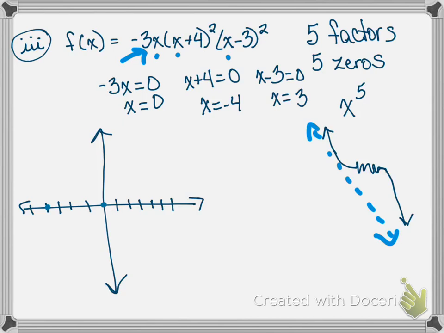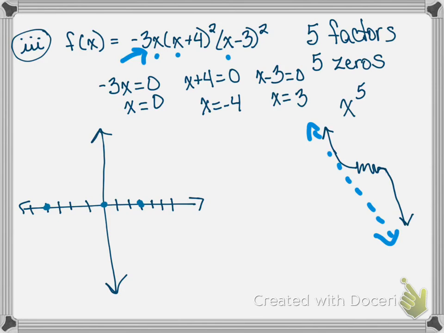So that means that my graph is going to bump at -4 and then change directions. Now, we don't know if it's coming from the bottom or the top, but that's what's going to happen at -4. At x minus 3 equals 0, that also occurs 2 times. So at x equals 3, my multiplicity is 2, and so I am also going to hit the x-axis and change direction.